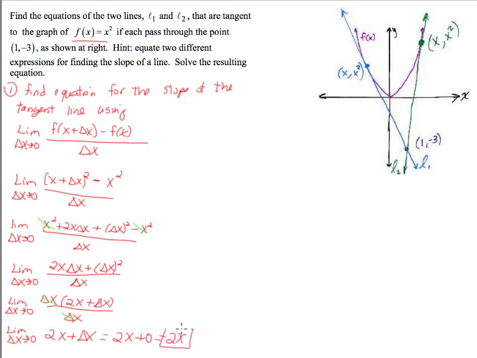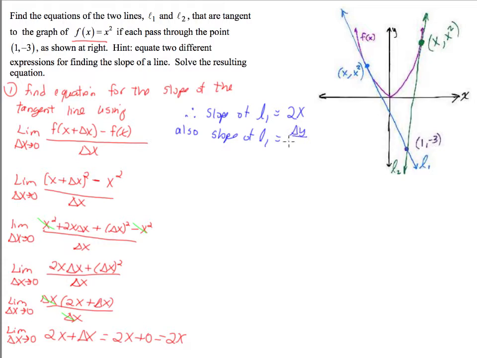2x is the formula to find the slope of the tangent line at any given point on the function f of x. That translates into our problem. We know the slope of L1 is equal to 2x. We also know that the slope of L1, since it's a linear equation, is equal to rise over run, or the change in y over the change in x.